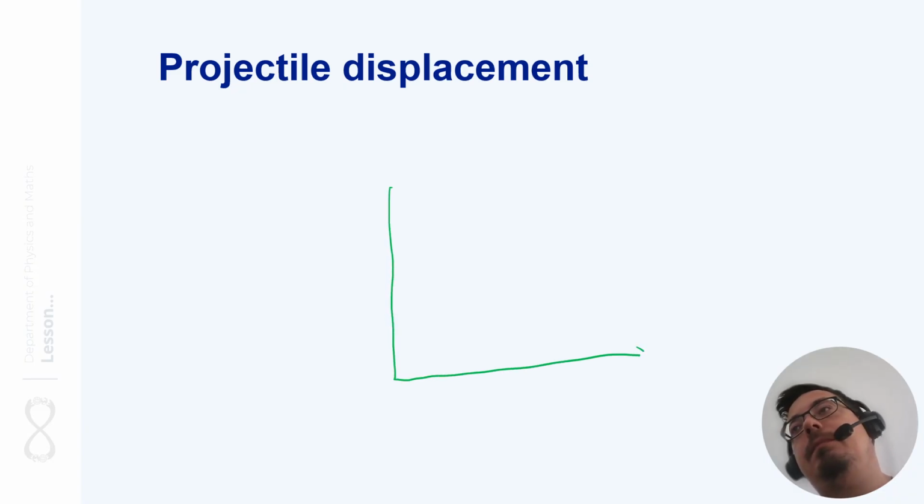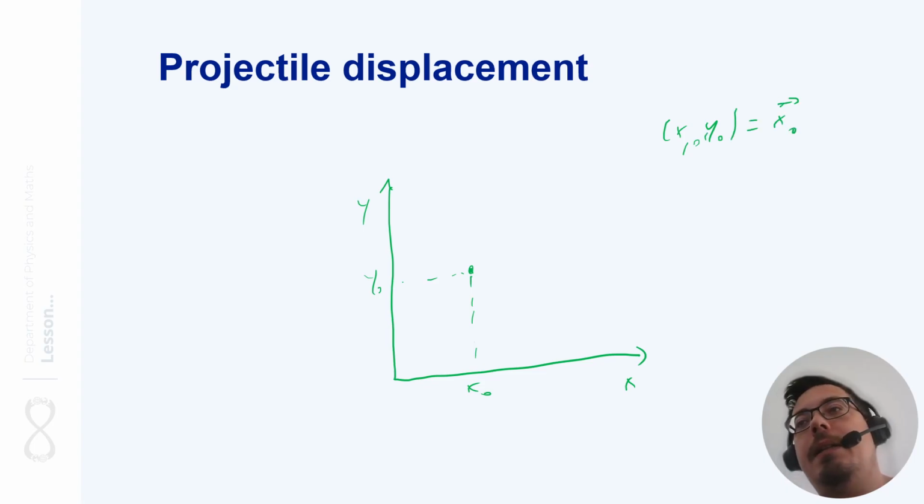settings. So we have X and Y. And then we have a projectile which starts from a position x0, y0, and that's x0 and y0, and this is a vector x0. And then there is a velocity, initial velocity, because we are throwing the projectile, we are flinging it, we are shooting it, and this velocity will basically define really the motion.